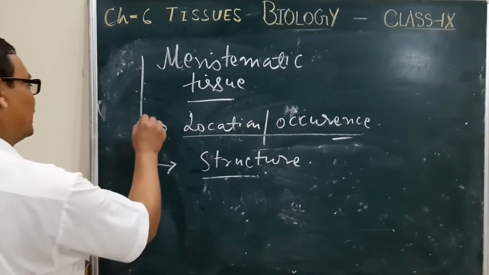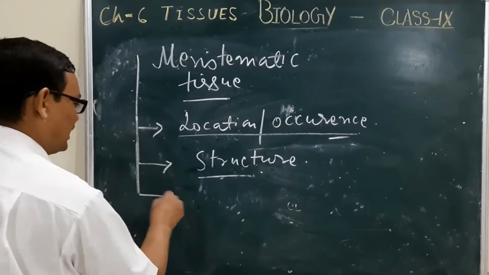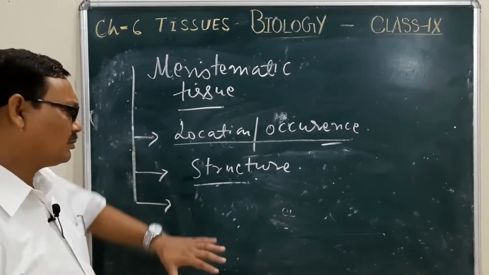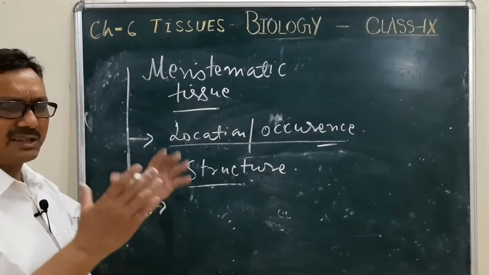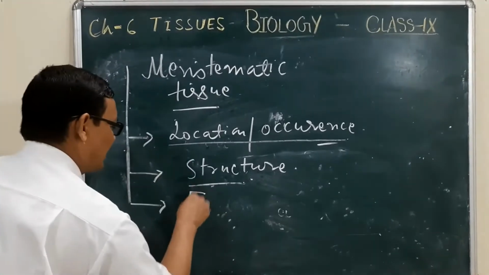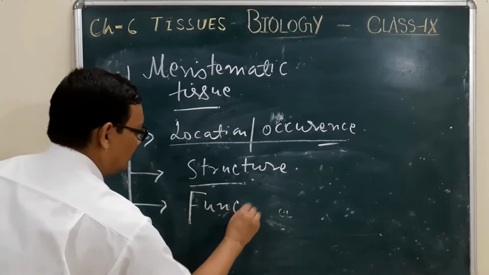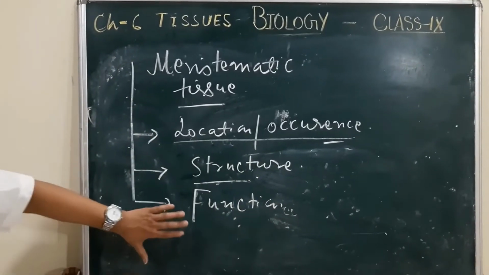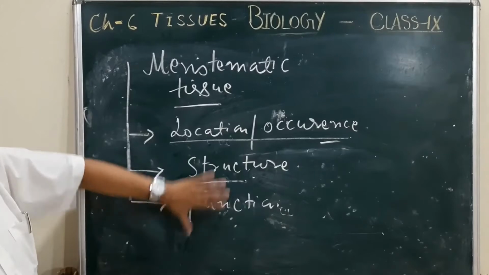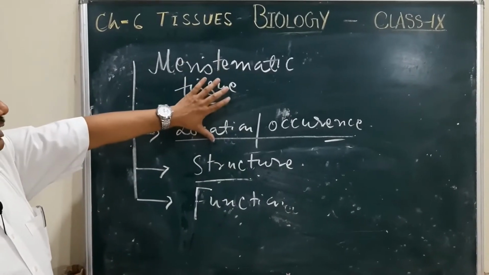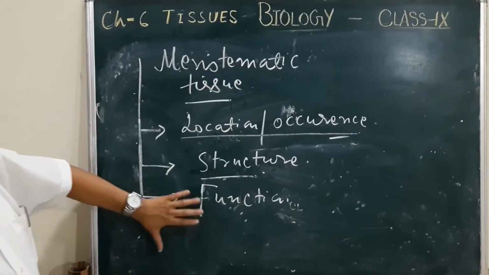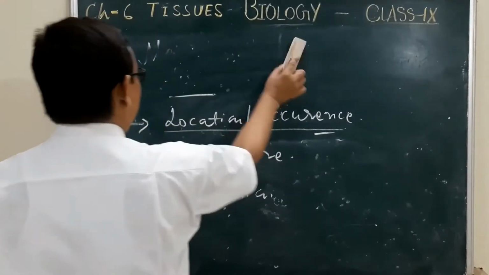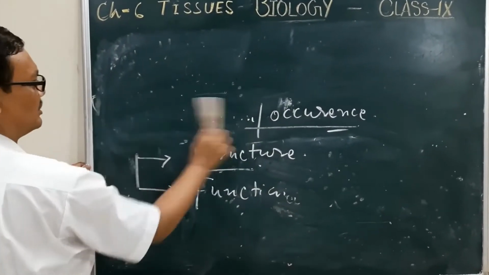Now, the third important part, if there are categories, if there are types, then you write the types, or if there is no types, then we will write the function. So, here are three important points: occurrence, structure and function. Depending upon these 3 points, we can make notes on the different types of plant tissue. So, first we start the meristematic.